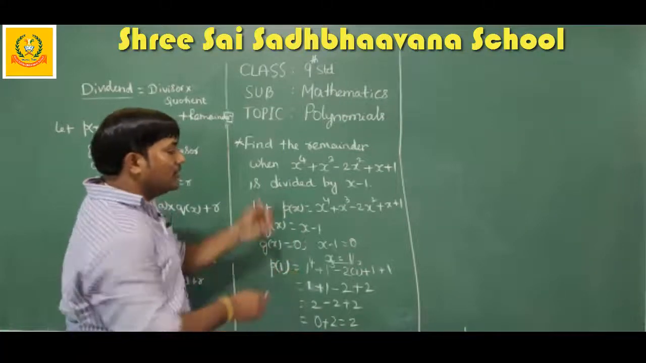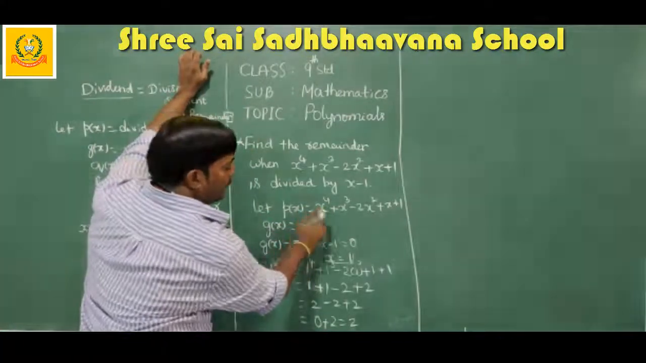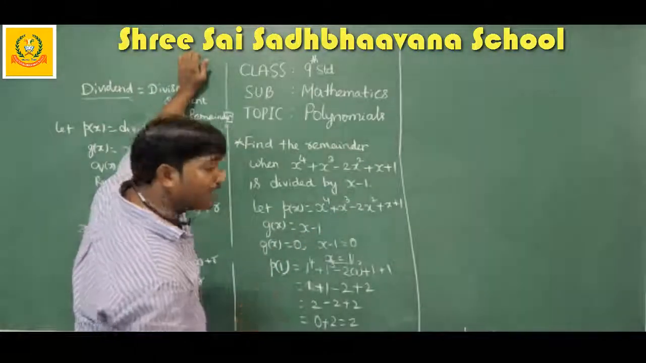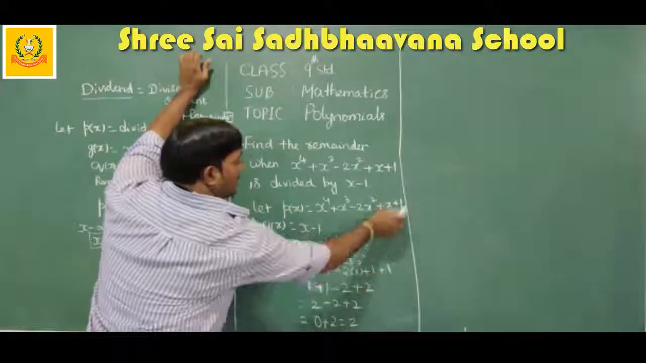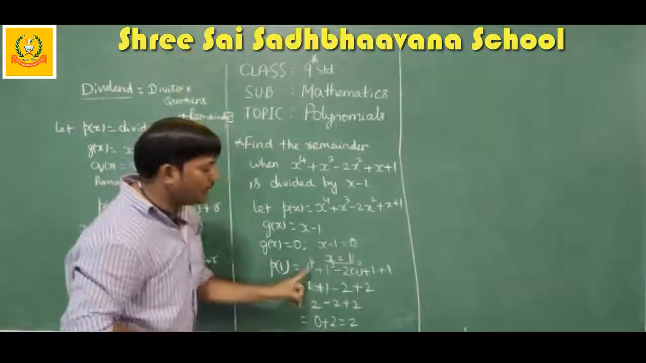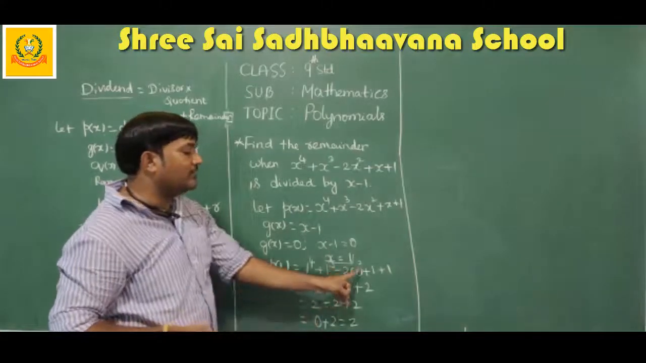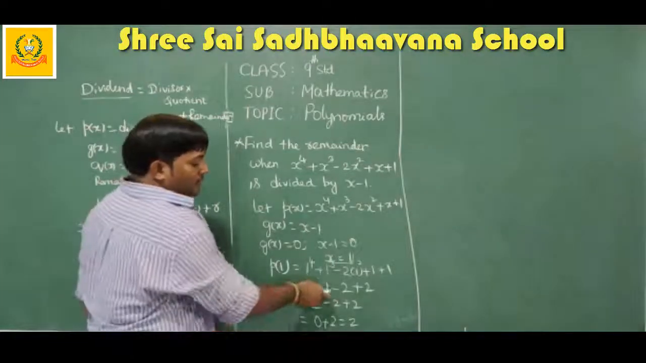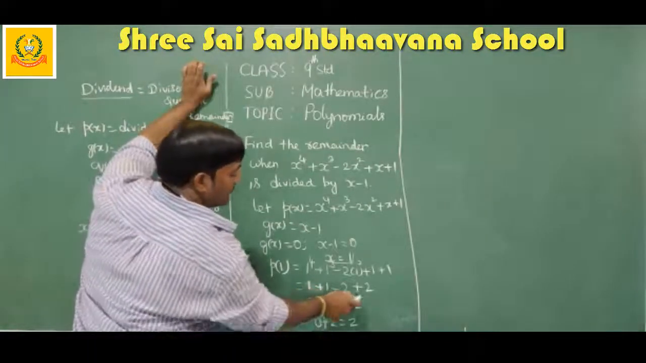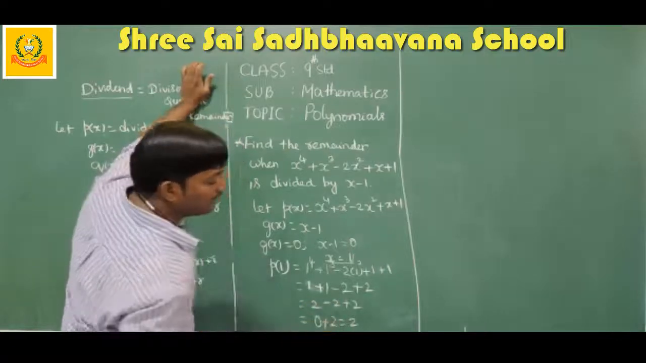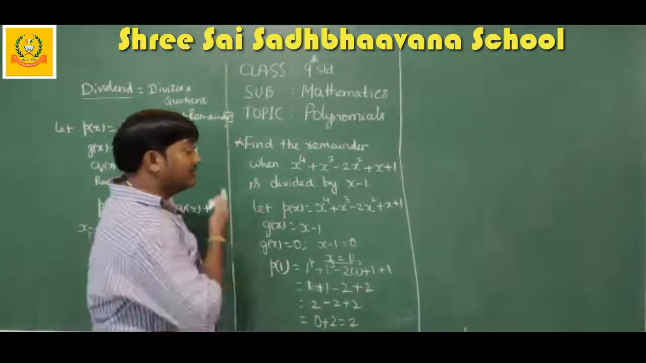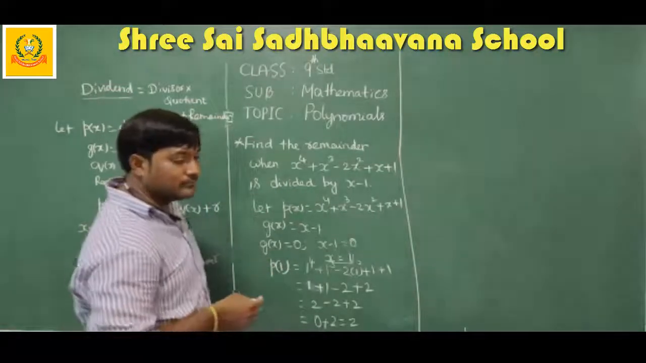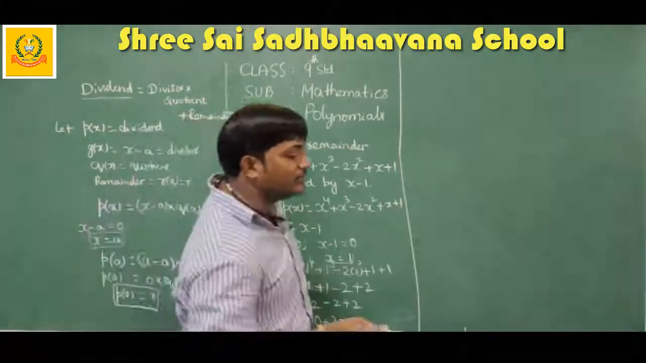So p of 1 is equal to x power 4 means 1 power 4 plus x cube means 1 cube minus 2 into x square means 2 into 1 square plus x is 1 and the constant as it is you write. So 1 power 4 is 1, 1 cube is 1, minus 2 into 1 square is minus 2, and 1 plus 1 is 2. So 2 minus 2 plus 2, 2 minus 2 is 0, so 0 plus 2 is 2. So what is the remainder for this polynomial when you divide with x minus 1? Remainder is 2. Okay, I hope you understood this.